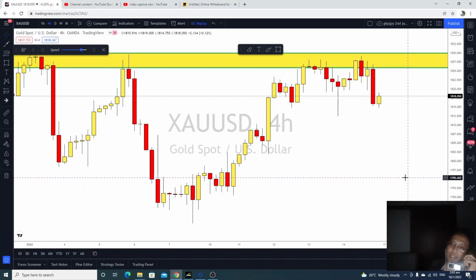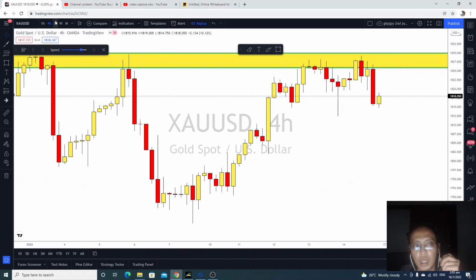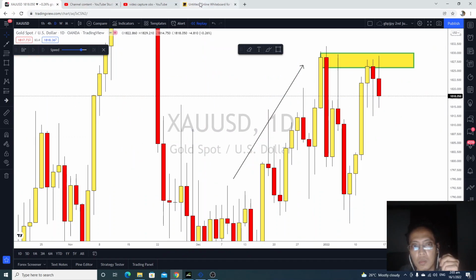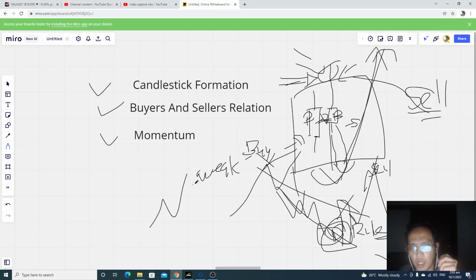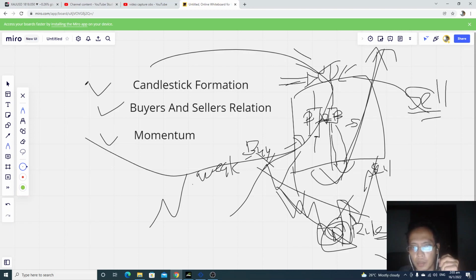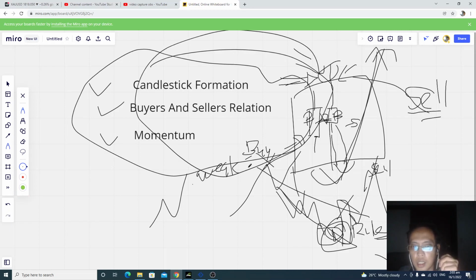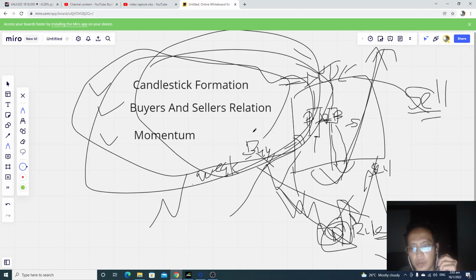So you must remember the 3 things that I say: candlestick formation, buyers and sellers relation, and momentum. And all you need to do is practice. For any questions, you can DM me on Instagram. But for now, I think this is the information that I can share with you with regards to these 3.